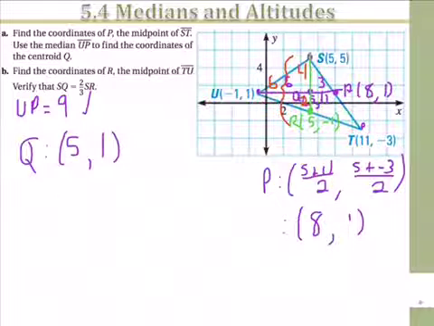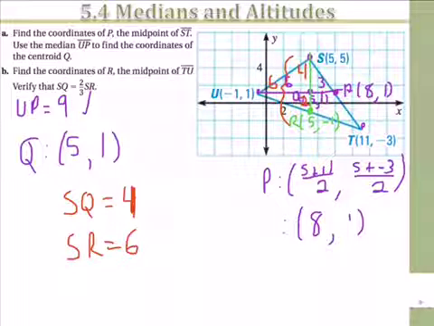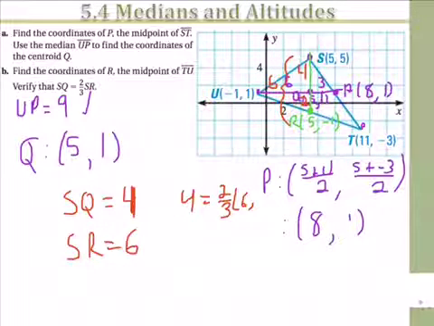SQ is 6. Sorry, not SQ. SQ is 4. Ugh. SR. Oh my gosh. SQ is 4. SR is 6. And 4 is 2/3 of 6. So I guess that checks out too. Okay, so all this stuff checks out.